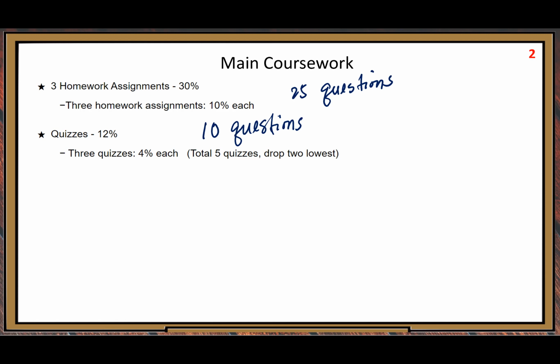But I allow you to drop two lowest scores. Of five scores in total, you can drop the two lowest. We just take the highest three, each one 4%, total 12%. So your quiz part is 12% in total. All right, so that's the type two, quizzes. Type three, three programming projects, 30%. Distribution: 8%, 10%, 12%.